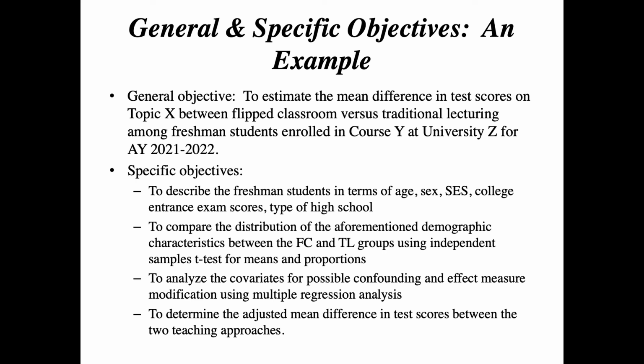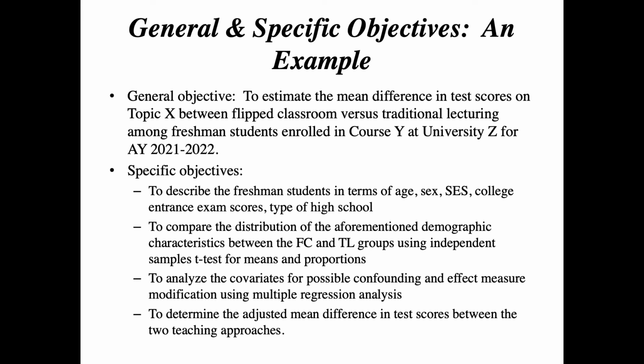Okay, so here's another example. This time I've placed both general and specific objectives in a single slide. The general objective reads: to estimate the mean difference in test scores on topic X between flipped classroom versus traditional lecturing among freshman students enrolled in course Y at University Z for academic year 2021-2022. Okay, so that would be the main goal of the study.